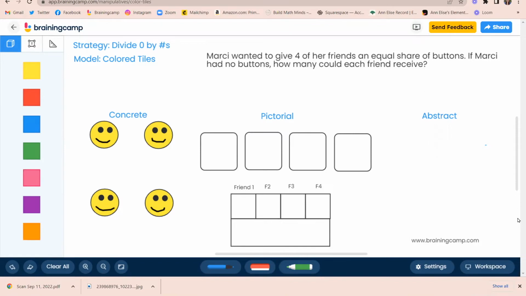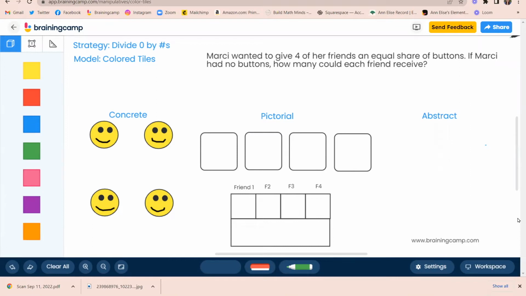And so concretely, students might think about there being the four friends that Marcy wants to give an equal share of buttons to. But it turns out Marcy has no buttons. So how many could each friend receive? Well, they can't receive any because there aren't any to give a fair share for, right? So it's going to end up being nothing, and zero.